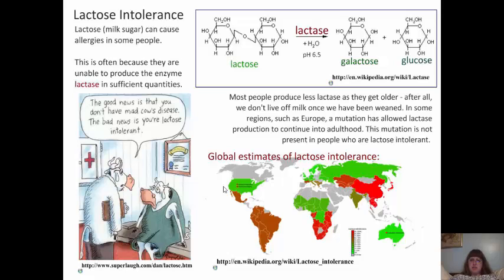So we need to be lactose tolerant when we are young children, but as we stop needing mother's milk, we start to produce less lactase. In some regions, such as Europe, there has been a mutation that has allowed lactase production to continue into adulthood. This mutation is not present in people who are lactose intolerant. You can see here we have a lot of lactose intolerance in the red and the brown areas.